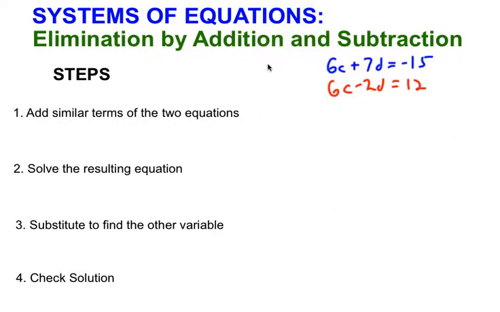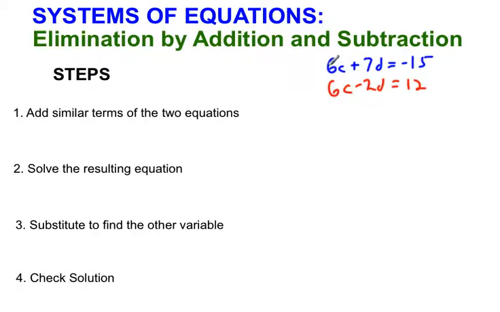So in the first example, we were able to add the similar terms. Now, let's look at the second example. We have 6c plus 7d equals negative 15 over, and here's a similar term. Well, there's similar terms with the variables, but notice 6c is right above another 6c term. So 6c minus 2d equals 12. So we have two terms that are essentially the same term. They're not opposites like we had last time.